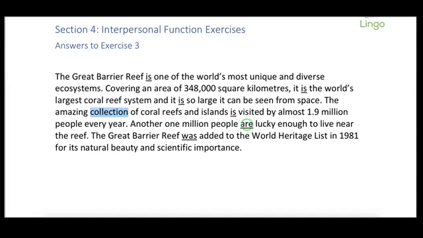Another 1 million people are lucky enough. Okay, so that's obviously a plural subject, people. So we need to make the finite match it. The last one is a past tense finite because we have the clue here in 1981, and that tells us that it's was or were. The subject is a singular subject, the Great Barrier Reef, so the answer is was.